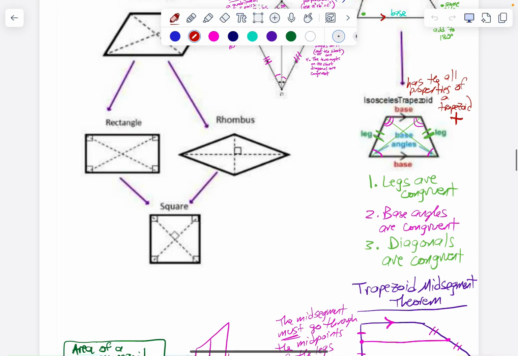Now we had the same thing, the same definition, etc. of a trapezoid, but now we have 2 legs that are congruent.